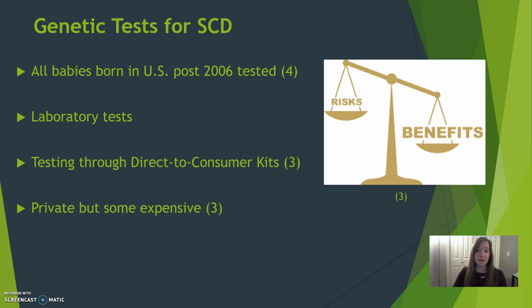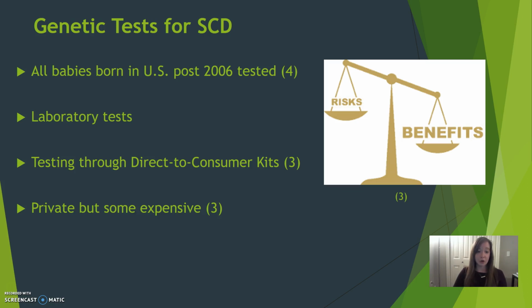In the United States, if you were born post-2006, then you have been screened already for several disorders, including sickle cell disease, by way of a simple blood test like a prick of the heel. That way, treatments that may reduce symptom severity in the future can be started immediately in infancy.